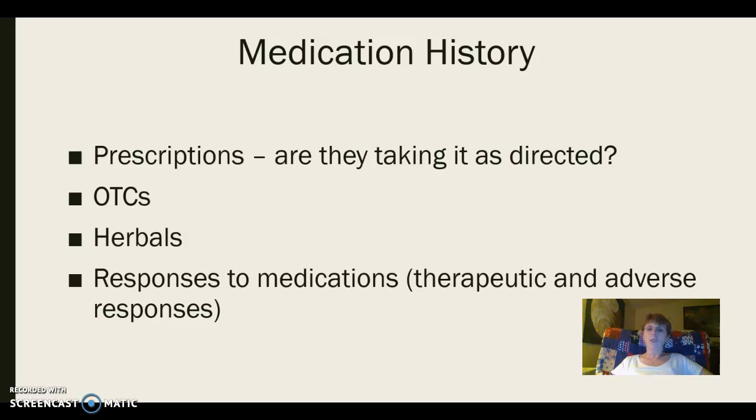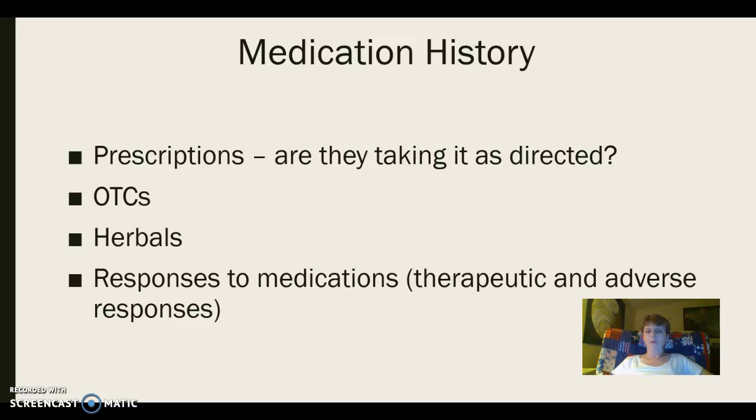When we use the nursing process in pharmacology, we are thinking assessment-wise that the first thing that we will do is medication history. We're going to ask the patient, what prescriptions do they take? Are they taking the medication as directed? Are they using any over-the-counter medications? What about herbal remedies? And don't forget, medications can also be applied topically in other ways. So don't forget to ask them about alternative medications.